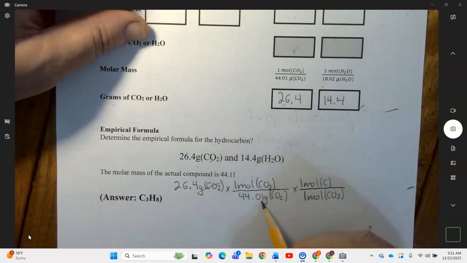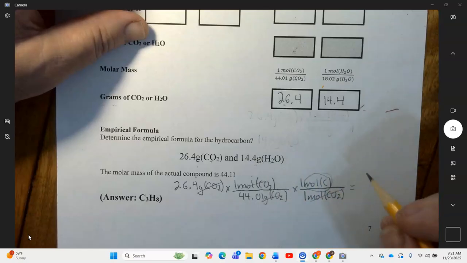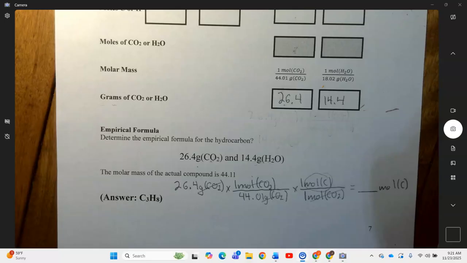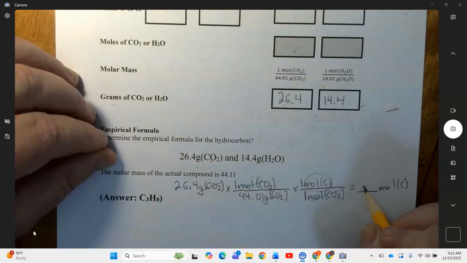Grams of carbon dioxide, moles of carbon dioxide, and the last man standing is moles of carbon. Okay, and that gives us 0.6 moles of carbon.